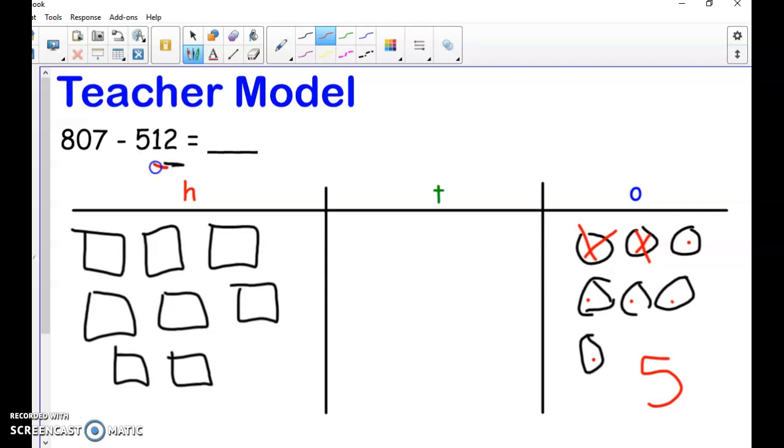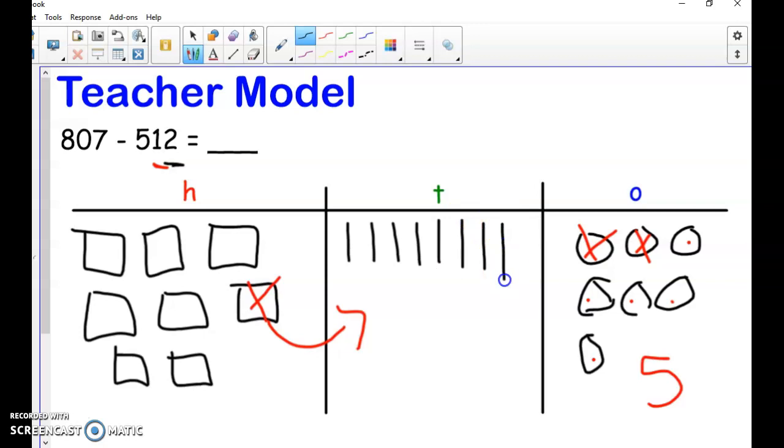But I need to take away 1 ten, and I don't have any tens. So that means I need to go next door and grab 10 more. 1, 2, 3, 4, 5, 6, 7, 8, 9, 10. Now I can subtract 1 ten. And when I subtract 1 ten, I'm left with 9 tens.